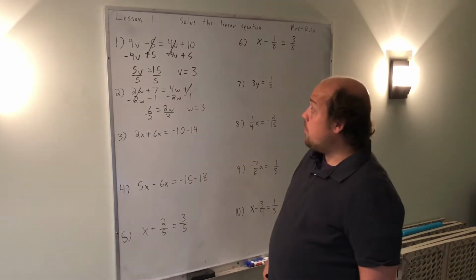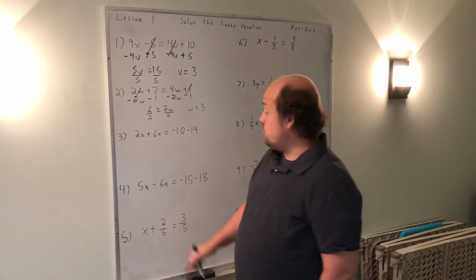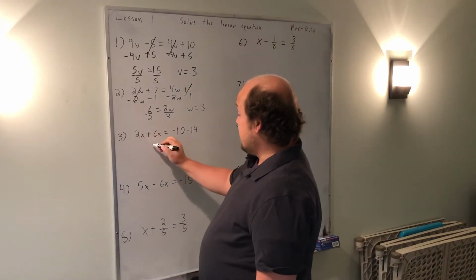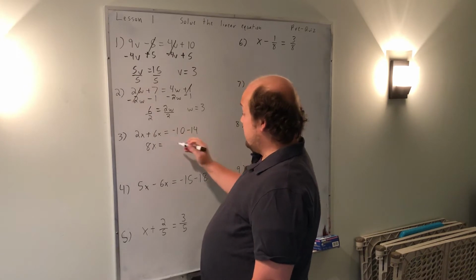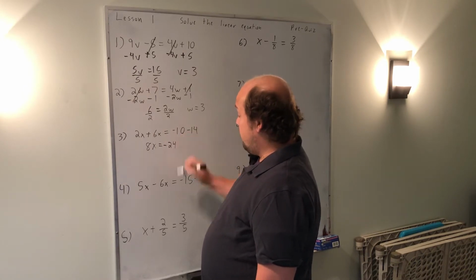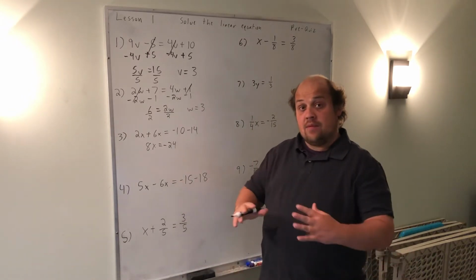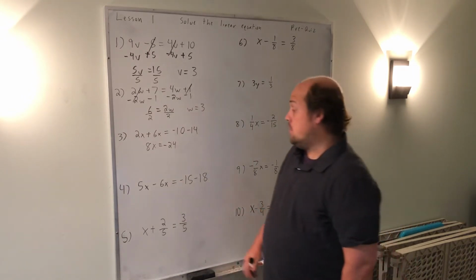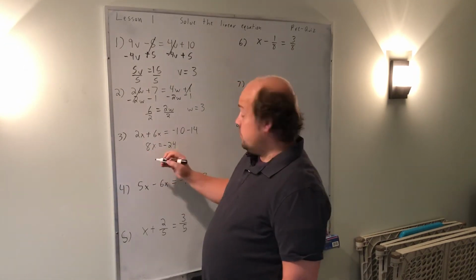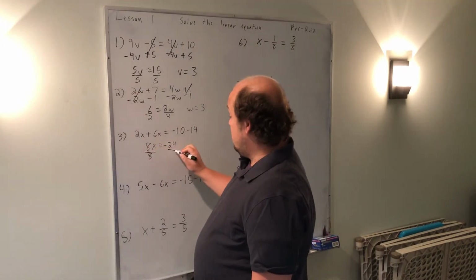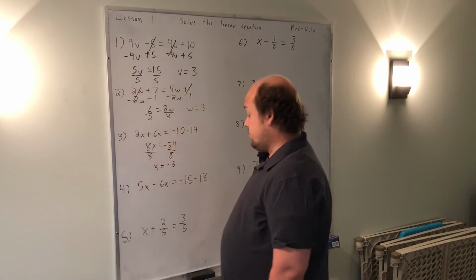In problem number 3, we actually already have things on the right side of the equation. We just need to combine like terms. 2x's and 6x's give me a total of 8x's. Negative 10 minus 14 gives me a total of negative 24. Really, when you see two negative numbers like this, you add them and keep the negative sign. When I now have 8 times x on the left, to undo that times, I'm going to divide by 8. That's how I get my final answer, x equals negative 3.